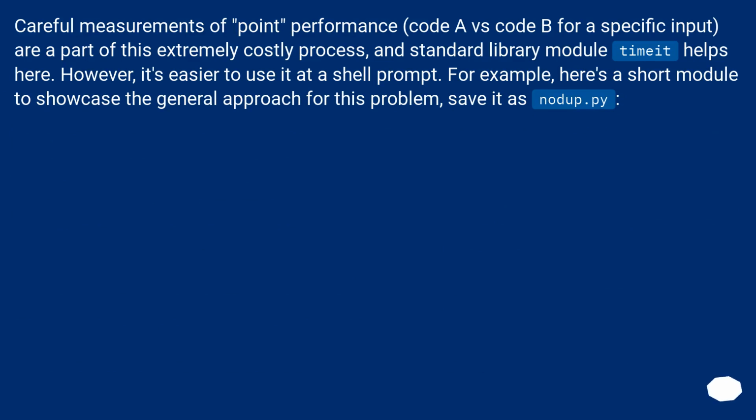Careful measurements of point performance, code A versus code B for a specific input, are a part of this extremely costly process, and the standard library module timeit might help here. However, it's easier to use it at a shell prompt. For example, here's a short module to showcase the general approach for this problem. Save it as nodup.py.